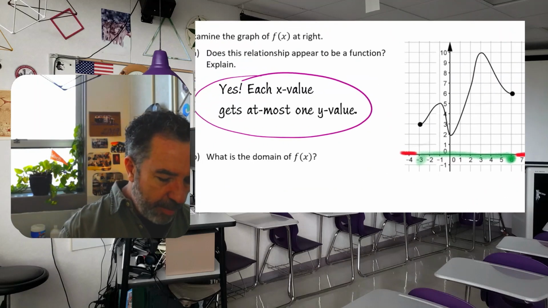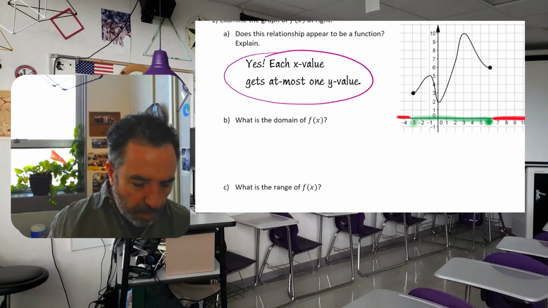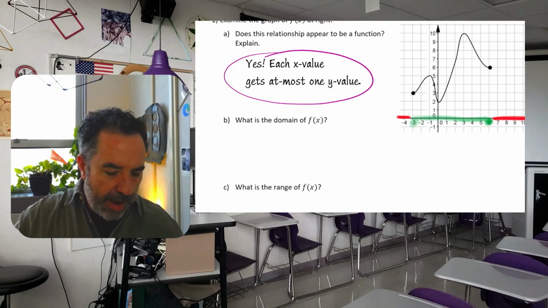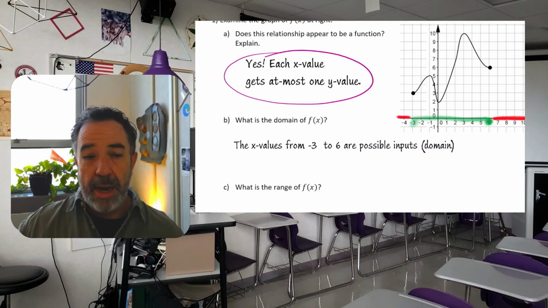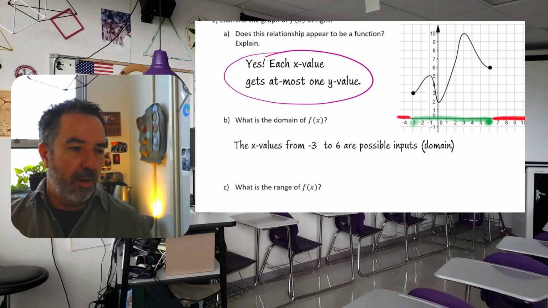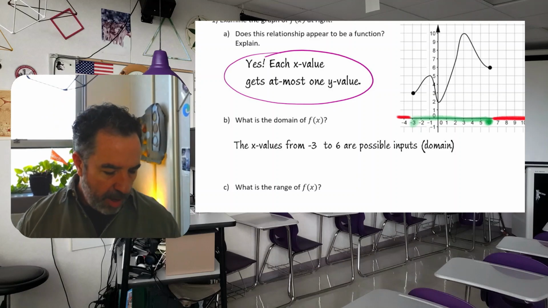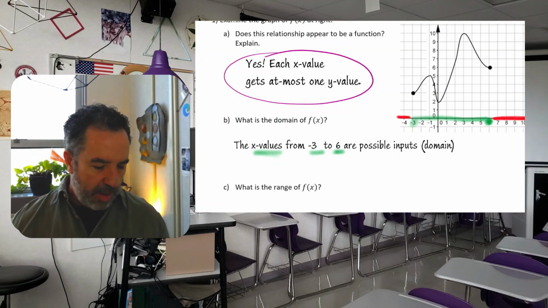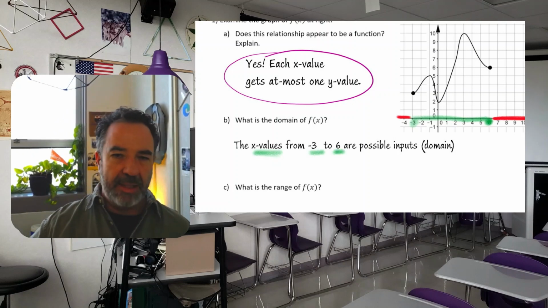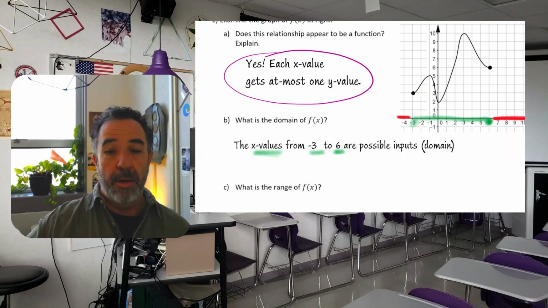So I would say my domain for this function is all the values from -3 to +6. And it's perfectly acceptable to just write that out in words. I'm saying here the domain is the x values from -3 to 6, right? The x values from -3 to 6 are possible inputs. They're part of the domain.